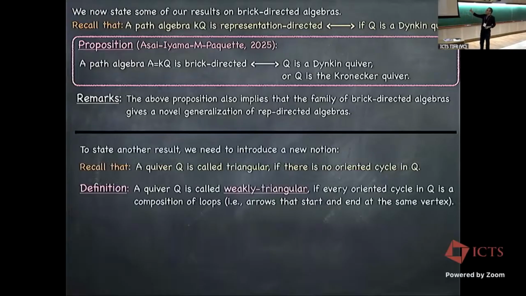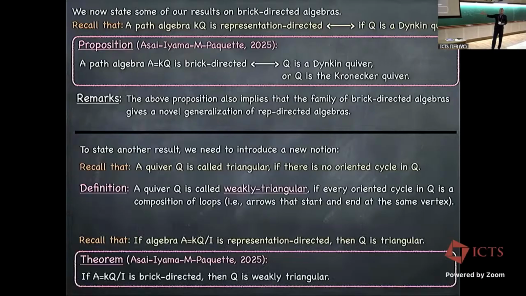To continue with a little bit more results, remember that a quiver was called triangular if it had no cycle. And we call it weakly triangular if it has no cycle other than possibly loops. Loops are arrows that start and end at the same vertex. We call such quivers weakly triangular.